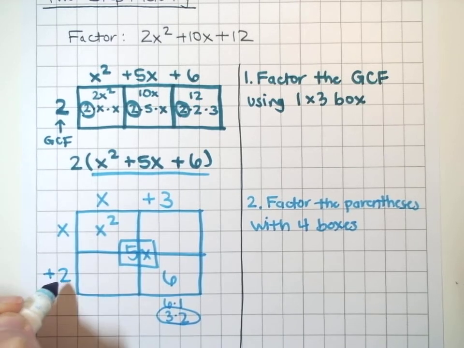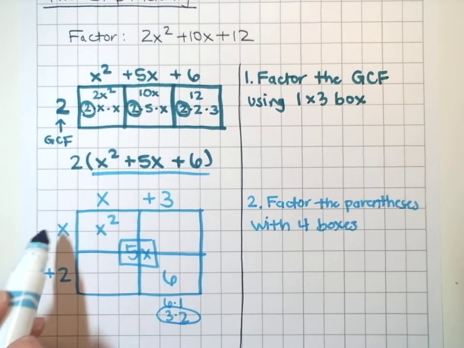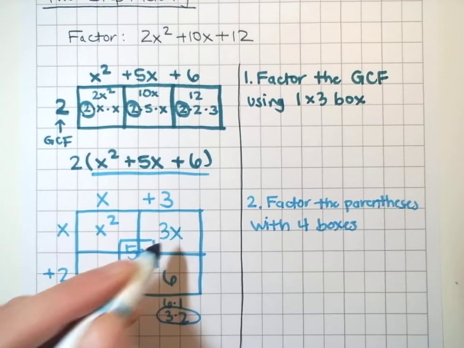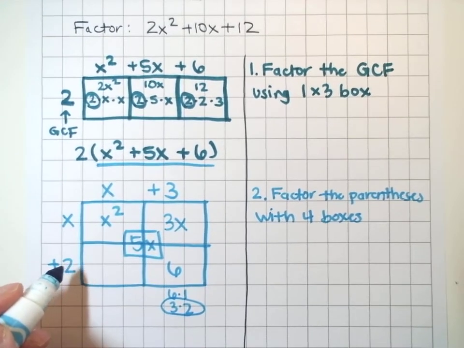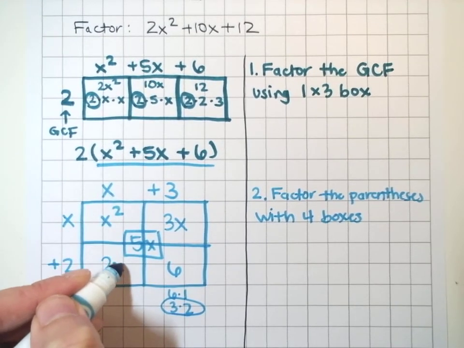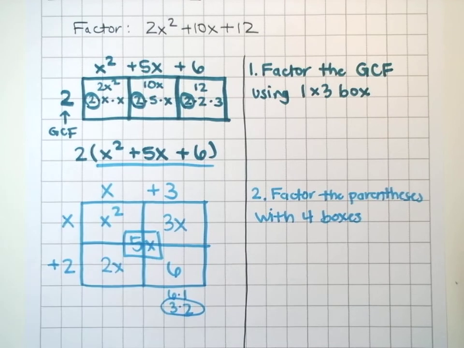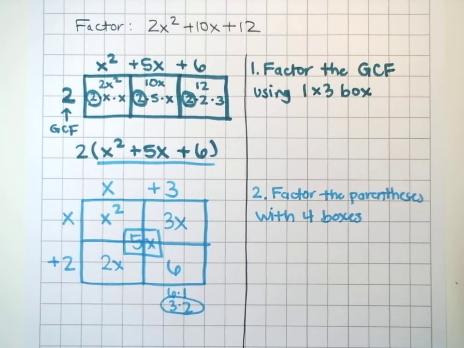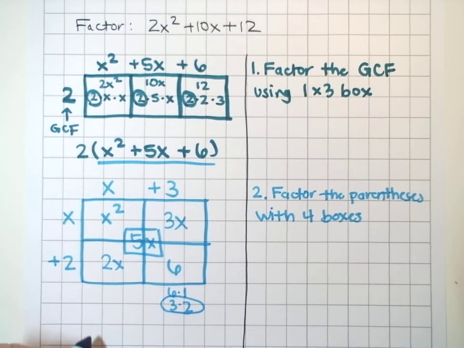And since a is 1, it doesn't matter where we put the 3 and the 2. They both are going to get multiplied by x. So x times 3 is 3x. 2 times x is 2x. Yay, those combine to give us the 5x we need. So this factors to x plus 2 times x plus 3.